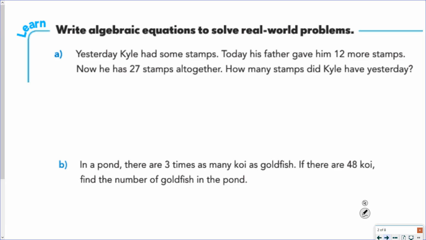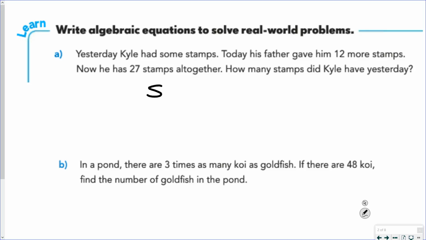So for our first situation, we're going to write some algebraic equations to solve real-world problems. Yesterday, Kyle had some stamps. Today, his father gave him 12 more stamps. Now he has 27 stamps altogether. How many stamps did Kyle have yesterday? So we don't know how many stamps Kyle had yesterday, so we're going to use a variable. So we're going to use S for stamps. You can use any variable you want, though. If you want to use X, N, Q, whatever you want is fine.